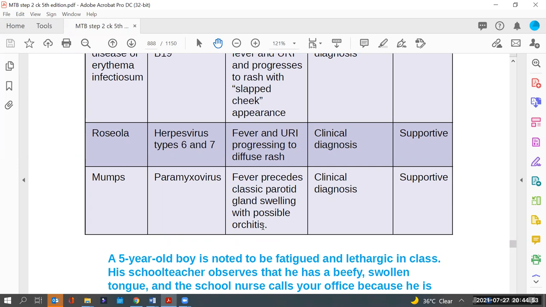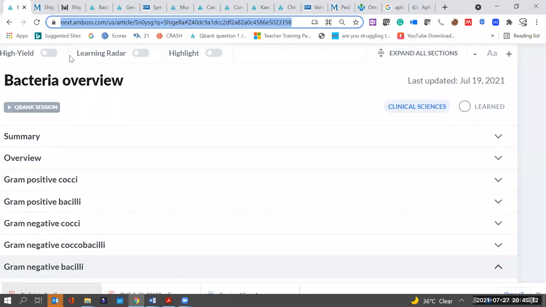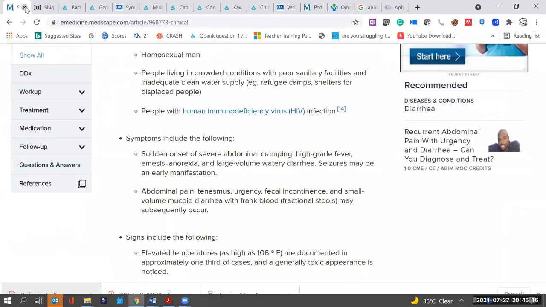It can go into the testes and cause orchitis. It can go even into the pancreas and cause pancreatitis. So those will be the complications and manifestations of this infection. But the primary thing which is going to be involved is always the parotid gland. Otitis is a possible complication, but it's not in detail. So I just want you to have a look at this one. Let me close all this.